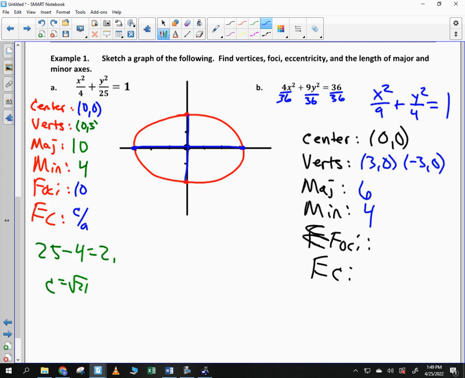Good. The foci, I need to work through an equation. The equation is a squared minus b squared. So a squared minus b squared, 9 minus 4. So c is equal to the root of 5. Somebody approximate the root of 5 for me. Avery says 2.24. She is 100% correct. So I'm going to do 2.24 units in each direction. And so we're going to go square root of 5, 0, and then negative root of 5, 0.